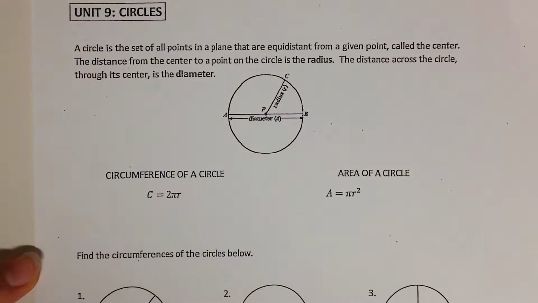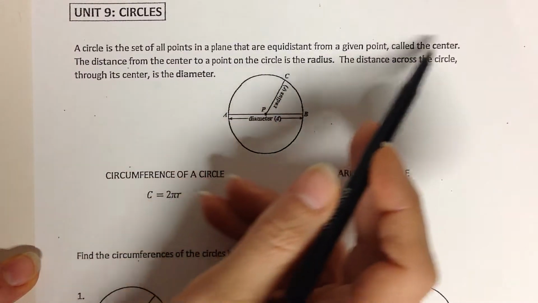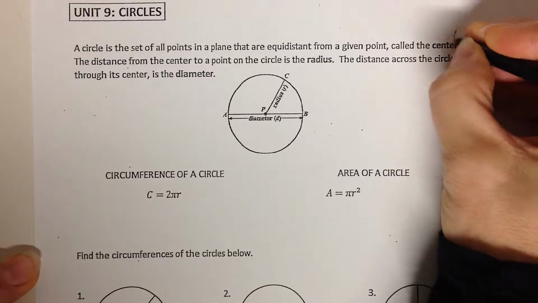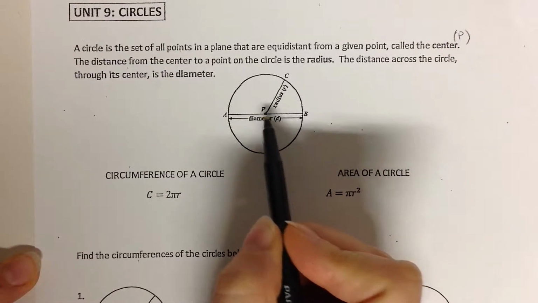Okay, let's talk about circles. A circle is a set of points in a plane that are equidistant from a given point called the center. So this is the center in the circle. It's point P. When you name a circle, by the way, you name it by its center.